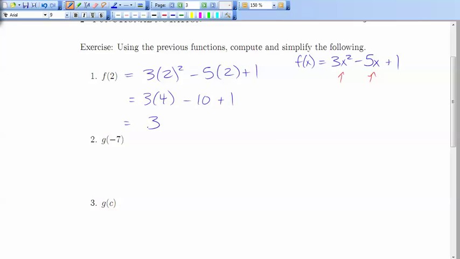Now g of negative 7, well, now we're talking about a different function. If you look at the last page, you'll see that g of t was 5t minus 19. Okay? So this is a totally different function. It has its own rule. So everywhere I see a t, there's only one place, I'll replace it with a negative 7. And I'll calculate that.